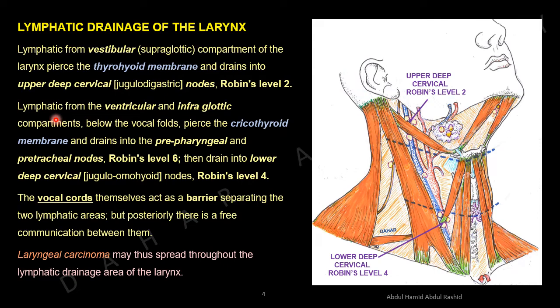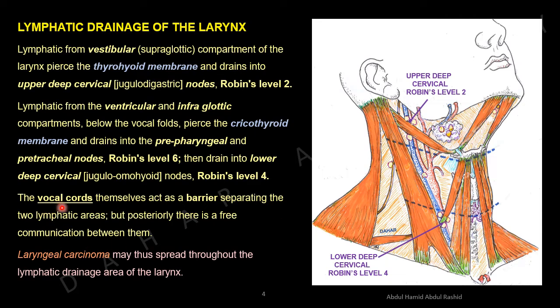Lymphatics from the lower part, that is the ventricular and infraglottic compartments below the vocal folds, pierce through the cricothyroid membrane, that is the membrane between the cricoid cartilage and thyroid cartilage, and drain into the prepharyngeal and pretracheal lymph nodes. They are in front of the pharynx and trachea, also called Robbins level 6, then drain into the lower deep cervical nodes, that is jugulo-omohyoid nodes, Robbins level 4.